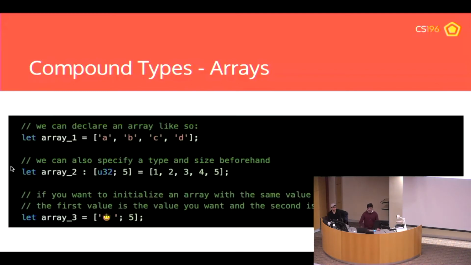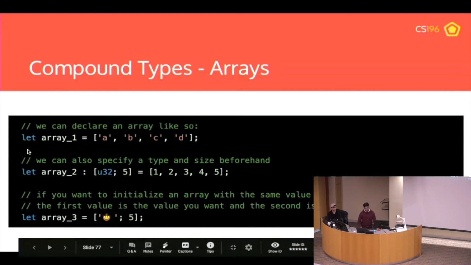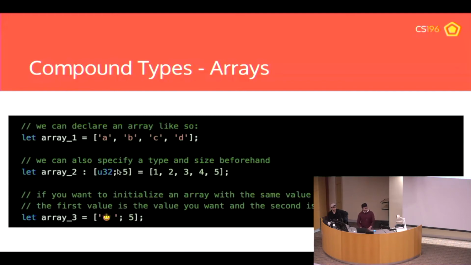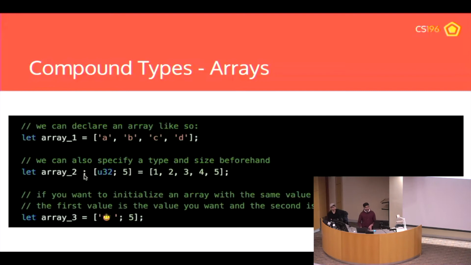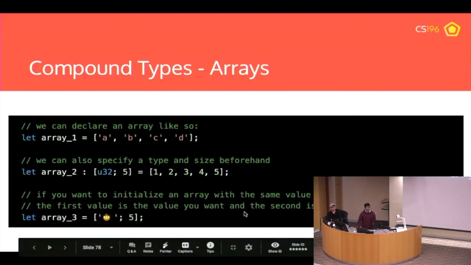So if we want to declare an array, we can do it like this. We say let, give an array name, and then follow it up by whatever we want, a bunch of characters. We can also specify the type and the size beforehand. Similarly, we put a colon after the variable name, and we give it the type and then the size, and then we give it the values we want. And finally, if you want to initialize an array with the same value for every index, you can say the array equals the value that you want, put a semicolon, and then the size.